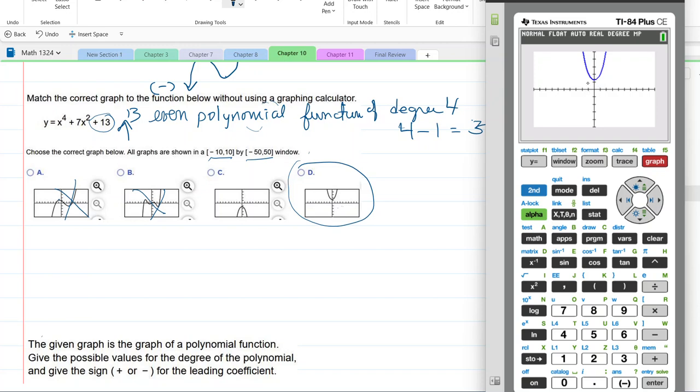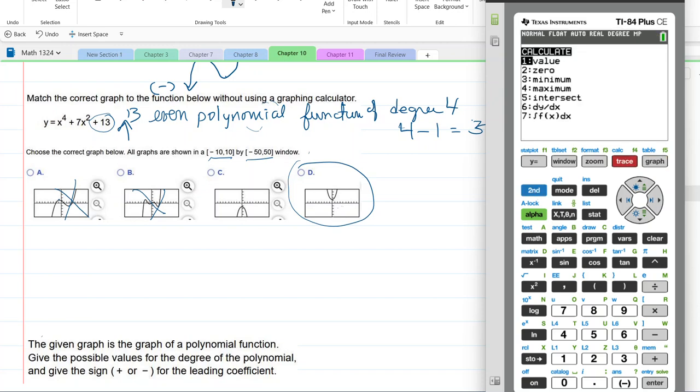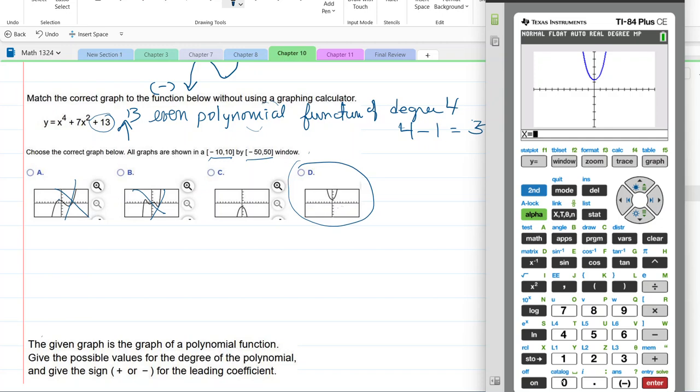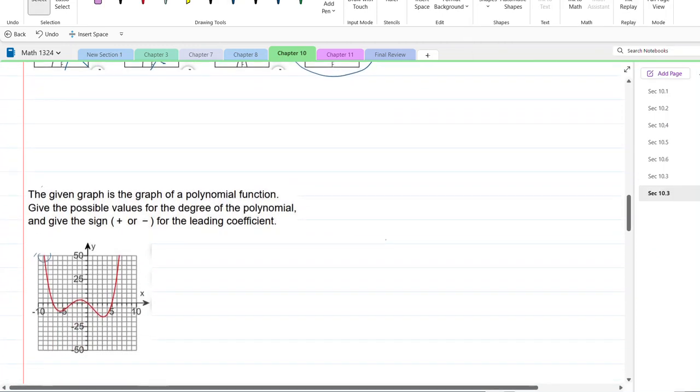This is 13. So if I did a second calc value at x is 0, I would get 13. So there you go. All good. So we got that one.